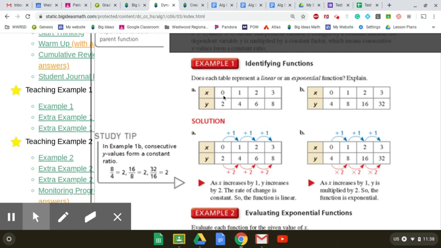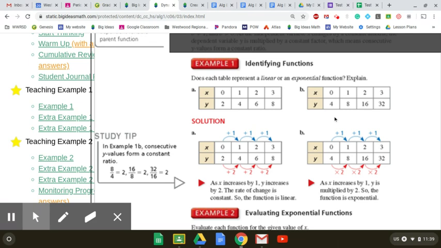So look at your x's. Your first step is to look to see that the x's are increasing by a constant amount, and here they are. They're increasing by 1s. Now look at the y's. The y's go 2 to 4 to 6 to 8. These are adding by 2's each time. So since the y's are adding by a constant amount, that means that this is a linear function.